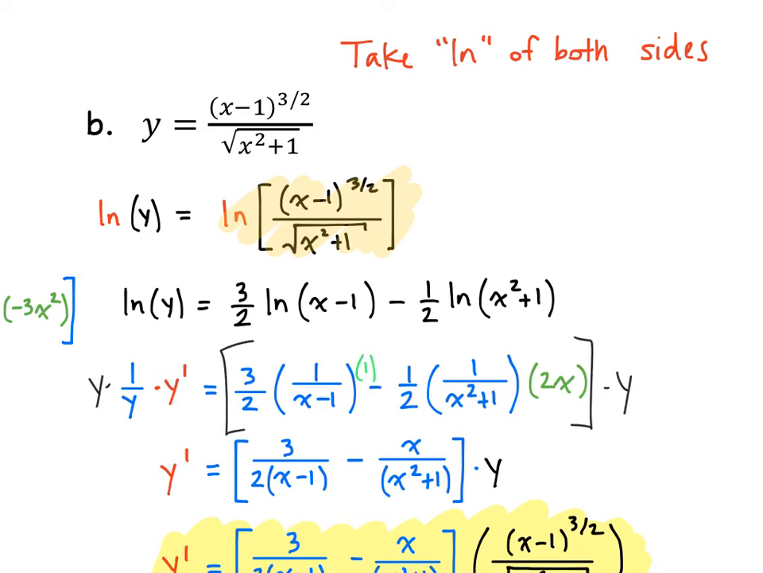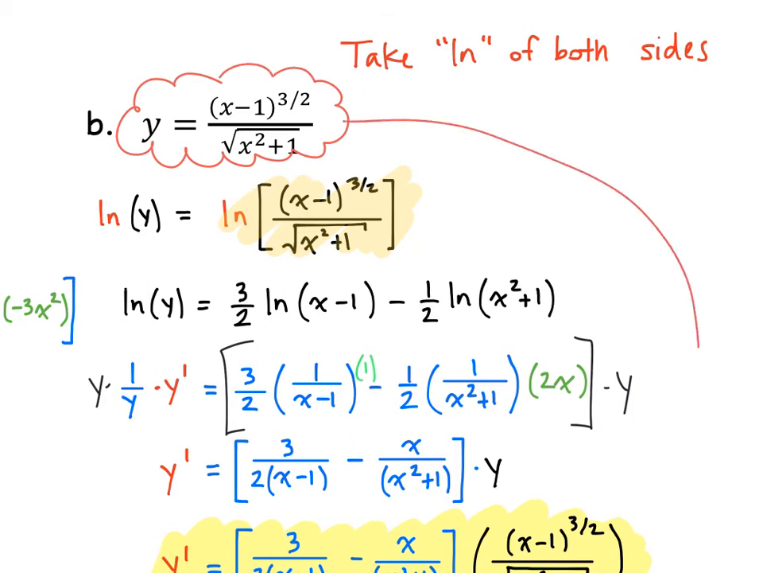So when we multiply both sides by y, we are left with y prime on the left. Cleaning up the inside of these brackets, we get 3 over 2 times the quantity x minus 1 minus x over x squared plus y, and then we're going to multiply by y. Well, we know what y is because it was given to us at the very beginning, so now we're just going to substitute in for this y here.